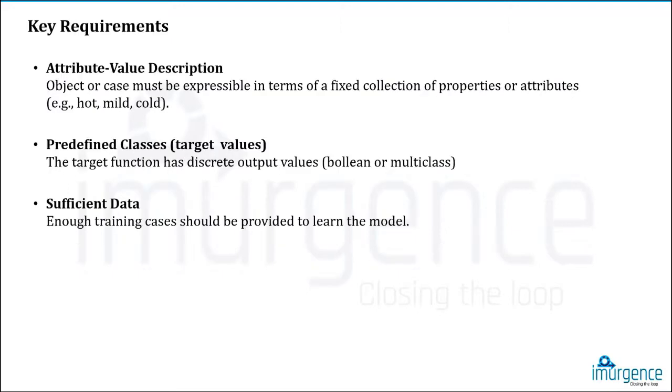So what are the key requirements? One, attribute value description. So the object or case must be expressed in terms of a fixed collection of properties or attributes. Hot, mild, cold, these are just class levels in the data. So basically what we're talking about is that your y should have attributes or classes within them, right? And obviously this should be somewhere tagged in the data. So if your data doesn't have a y, you wouldn't be able to use it. Then there would be predefined classes, that is target variables. Target function has discrete output values, which could be boolean, that is 0 1, or it could be multi-class like true, false, don't know, right? Say in case of credit it could be default, no default, or it could be something which is in between, right? So you can do that also.